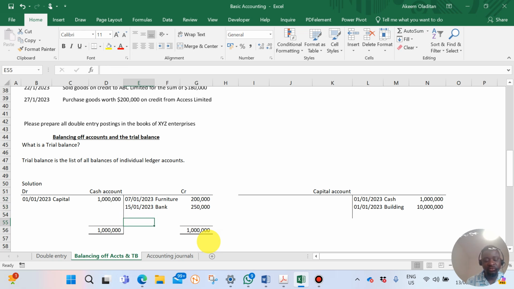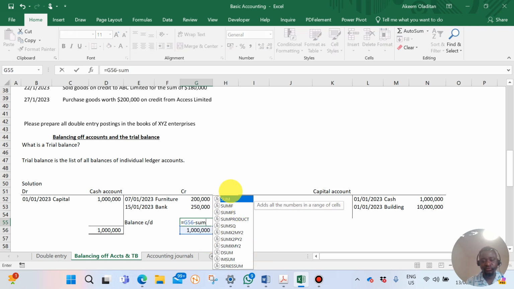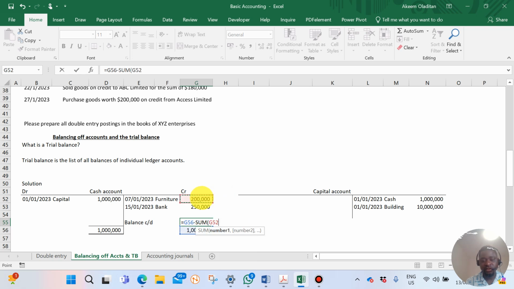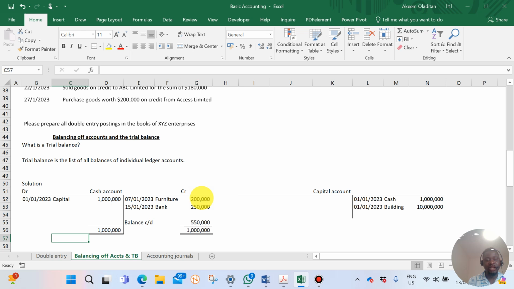We call these balance carried down, CD. Balance carried down is you now take this minus the sum of these two, so what you have is 550,000. That's the balance, and the balance on that side is called the balance carried down. Now this one is balance brought down, or let me say brought forward. It's the same amount that will come to this side. So you have the balance of that cash account.